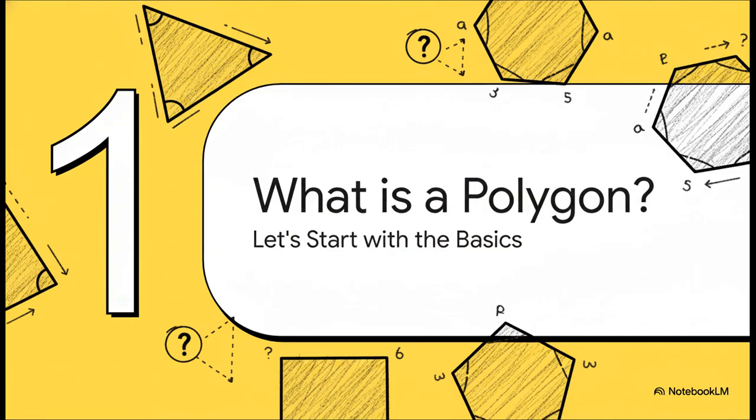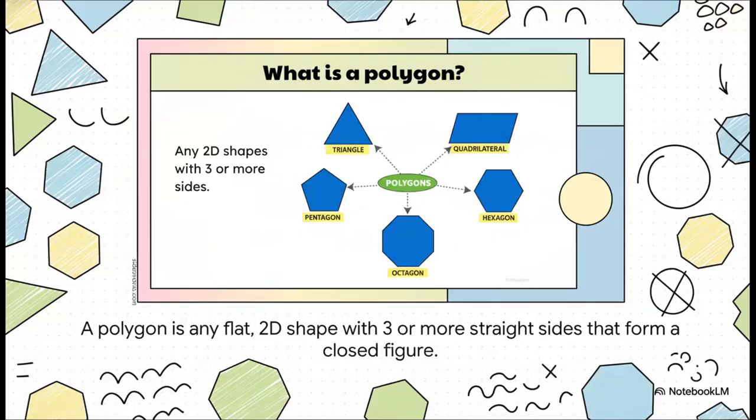All right, first things first, let's start with the absolute basics and define what we're even talking about. What exactly is a polygon? It's actually pretty simple. A polygon is just any flat, two-dimensional shape that has at least 3 straight sides, and those sides all connect to form a closed figure. So yeah, we're talking triangles, squares, pentagons, hexagons, all those guys. But shapes with curves, like a circle, or any figures that are left open, sorry, they're not in the club.